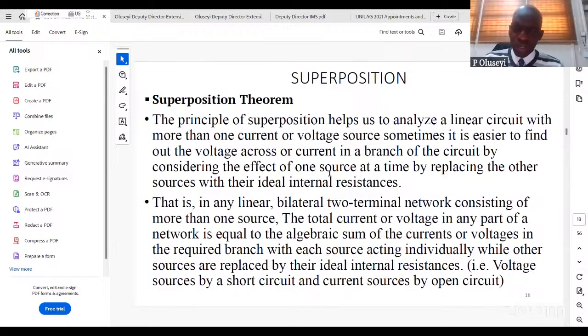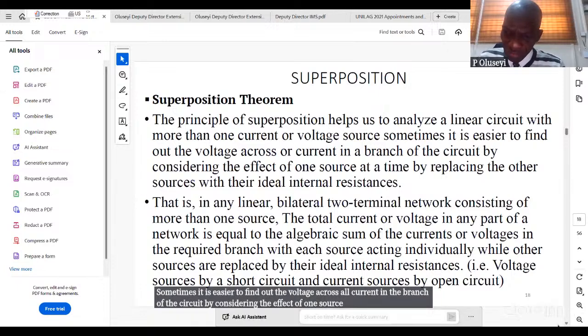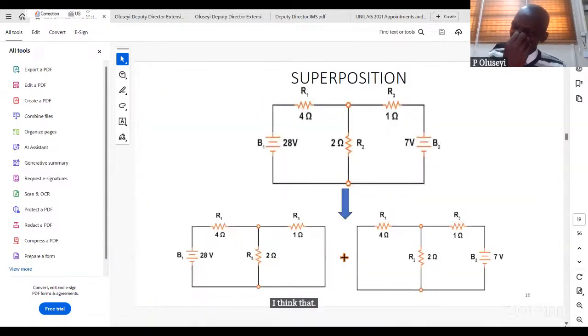So the superposition principle helps us to analyze a linear circuit with more than one voltage source. Sometimes it is easier to find out the voltage across or current in the branch of the circuit by considering the effect of one source at a time. I know in engineering we don't like too long a discussion, but I have to go through that route so that I can lay some foundations for you.